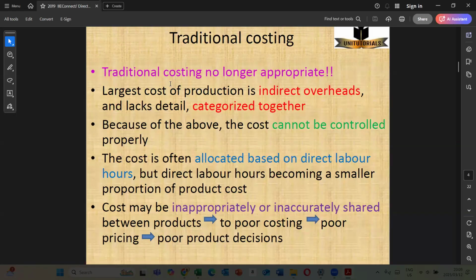So we have two costing systems: the traditional costing system versus the activity-based costing system. Now, the traditional costing system is no longer appropriate. Why is it no longer appropriate? We have the largest cost of production in indirect overheads, and traditional costing lacks detail. Traditional costing just allocates, or categorizes, the indirect overheads together. I'm going to show you now. Because of this, the cost cannot be controlled properly.